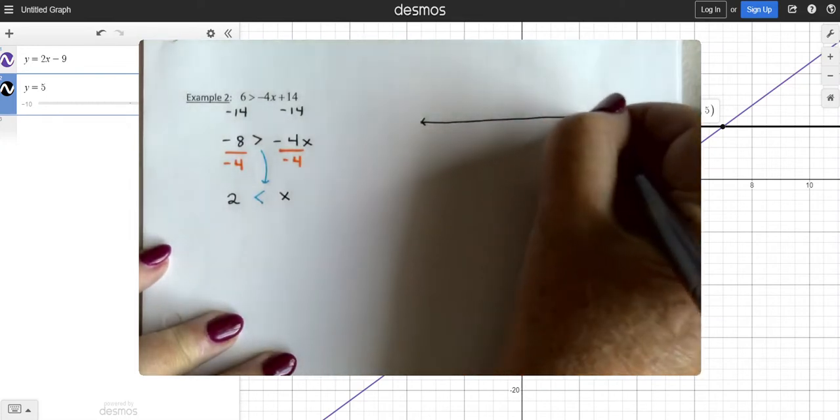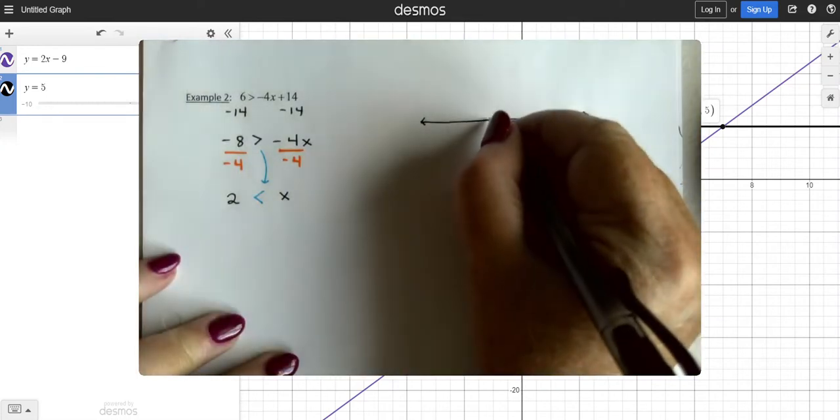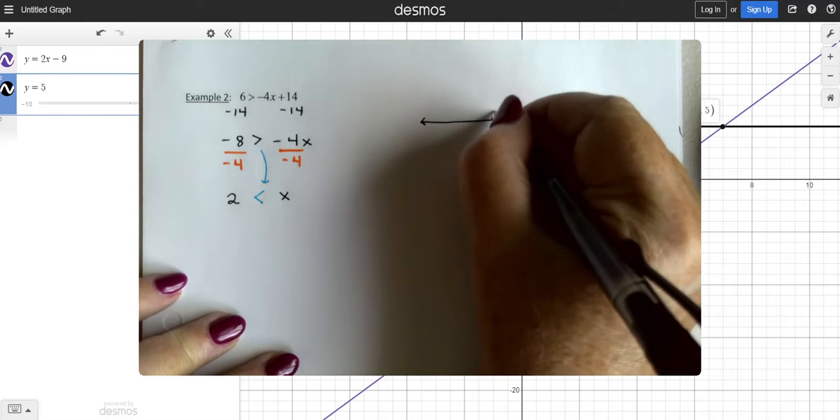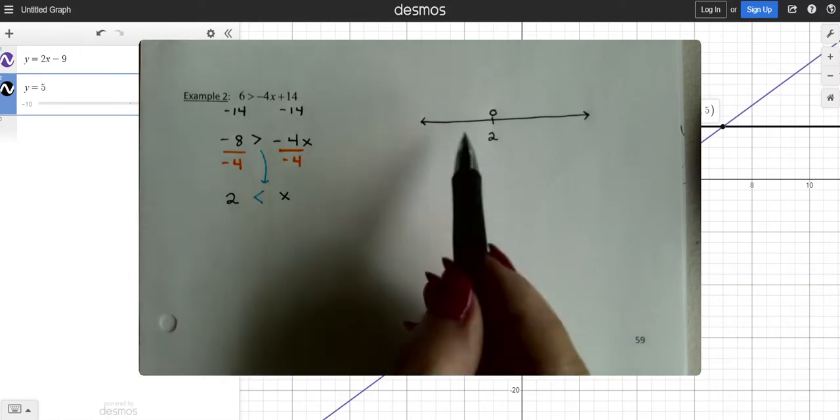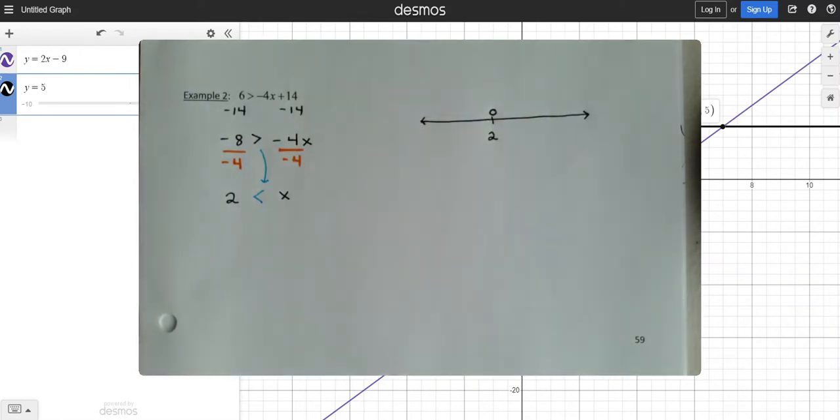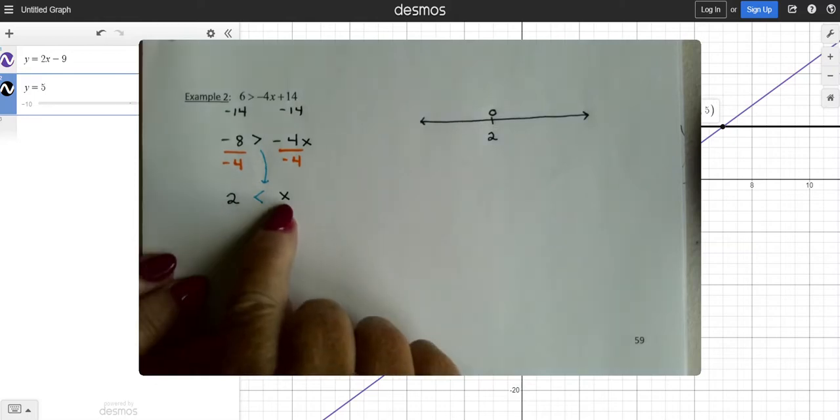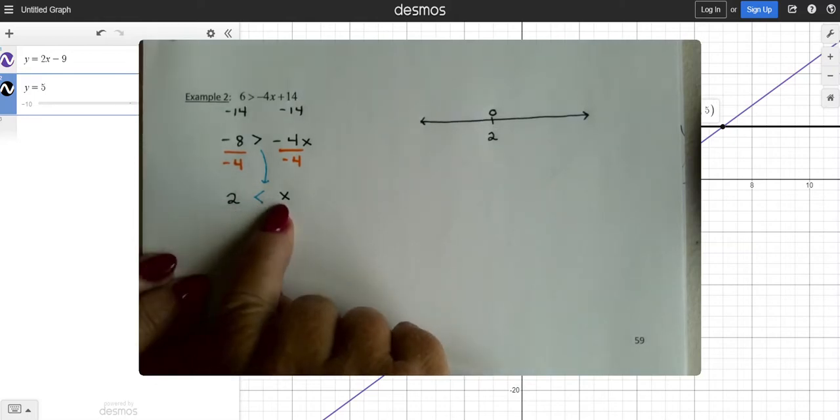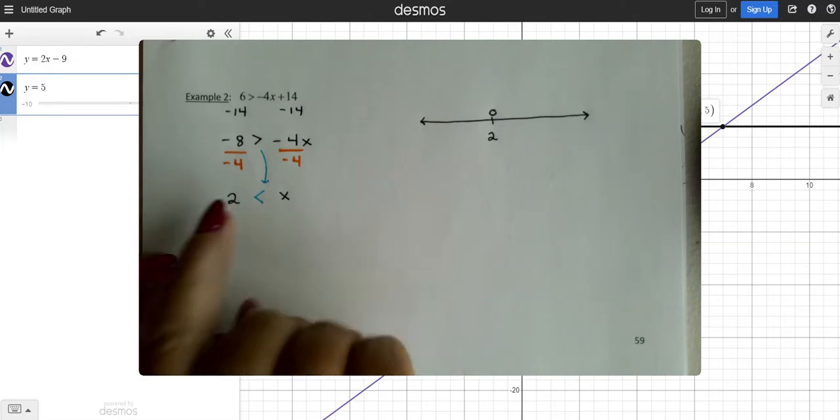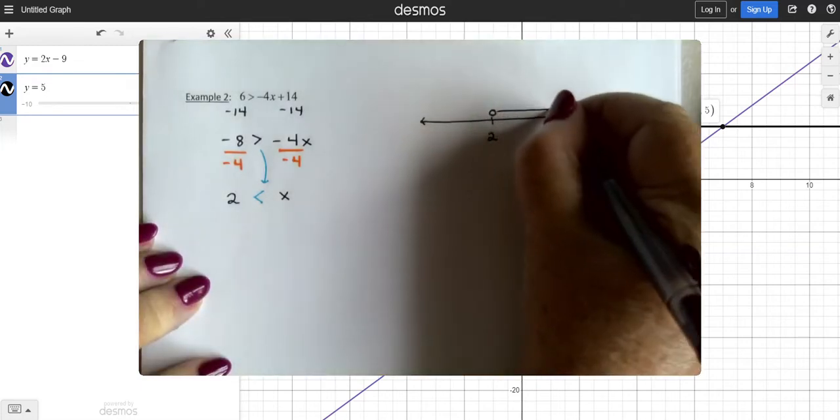If I were to draw a number line graph of that solution, I'm just going to put 2 on it with an open circle because it's just less than, not less than or equal to. Which way should my arrow go? X is actually larger than 2, right? 2 is smaller than x, so x is larger than 2. I want all the x's that are bigger than 2.